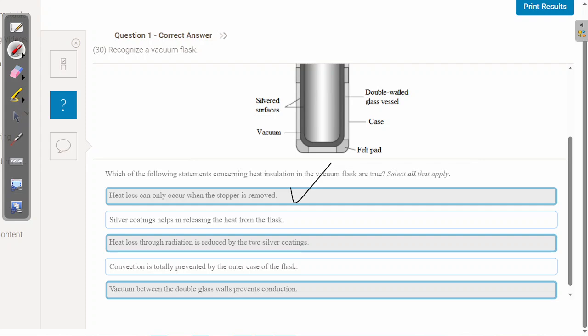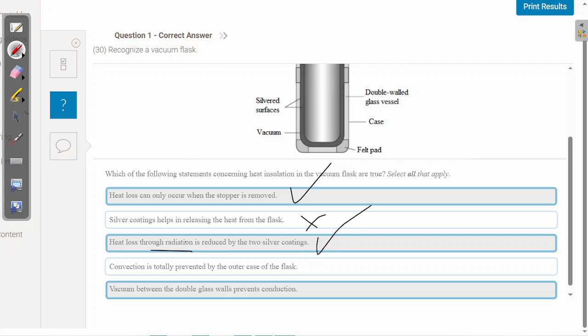Okay. Silver coatings help in releasing the heat from the flask. No, we don't want to release heat, we want to keep the heat. Anyway, the silver coatings reflect the radiation that can penetrate the outer surface, which is what they say here. Heat loss through radiation is reduced by the two silver coatings, so yes, correct.